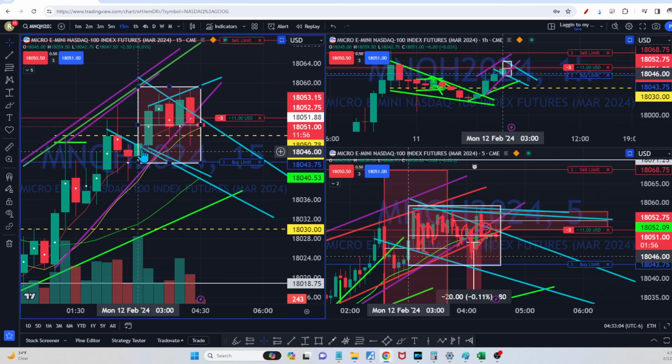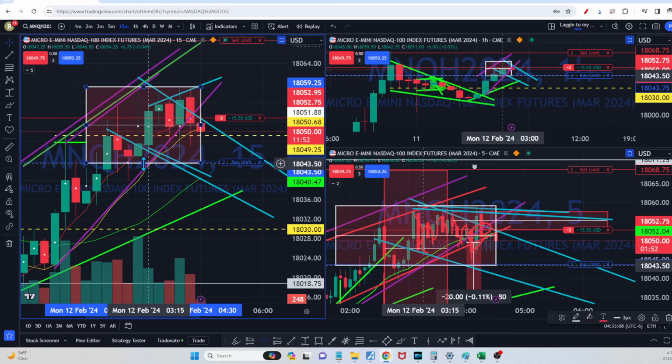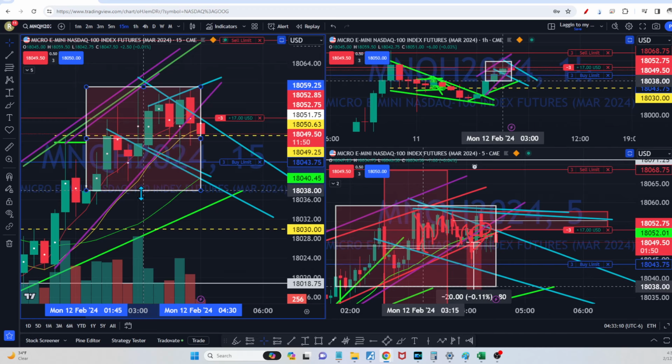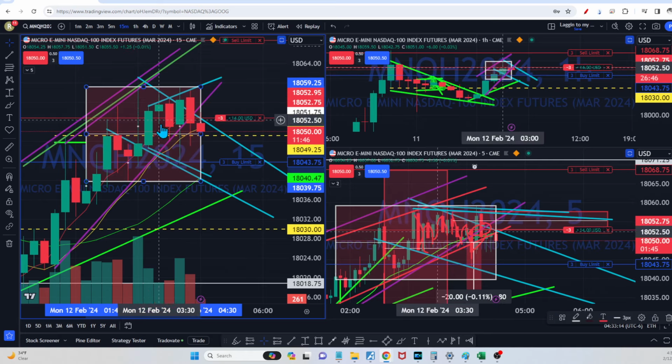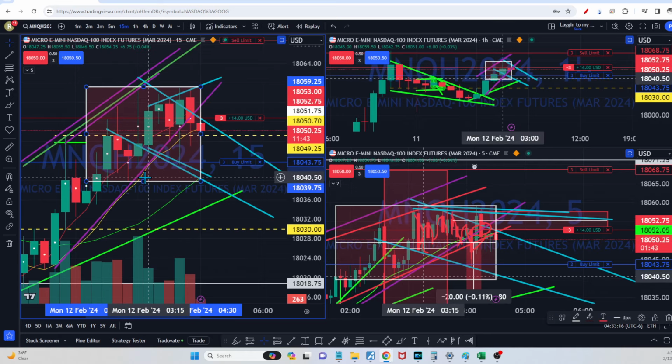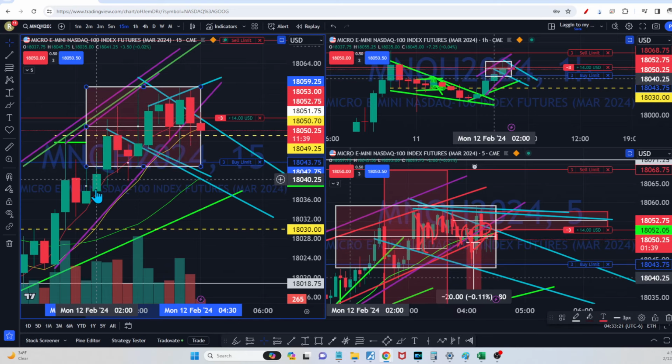The way I'm looking at it, this is a range here, but this is also a bigger part of the range. I feel like the range extends like right here. There's a small little channel there too. And maybe it's just this. I call this the range.